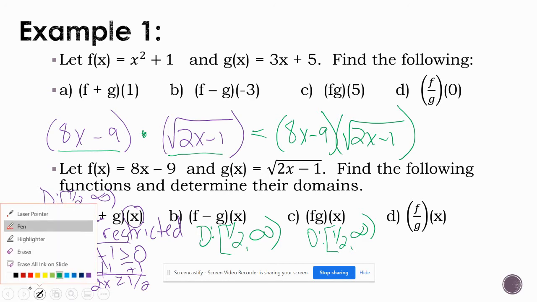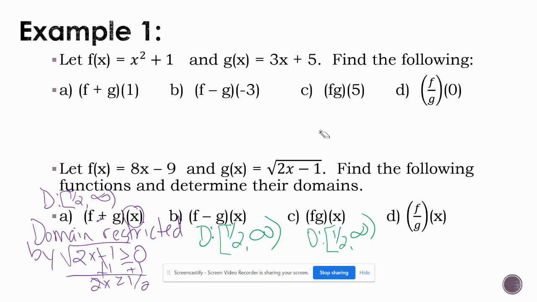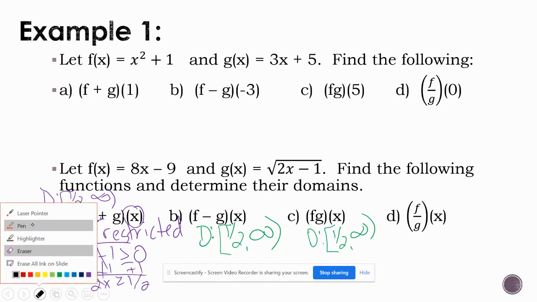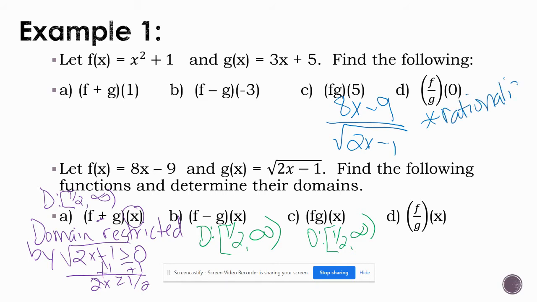Letter D. Letter D is going to change just slightly. They're asking us to find the quotient or divide them. And let's see, let's pick blue here. So we have 8x minus 9 divided by the square root of 2x minus 1. Now we would rationalize the denominator here, but because we haven't really reviewed that yet, we're just going to leave this alone for now.